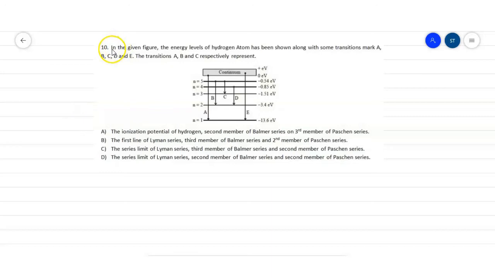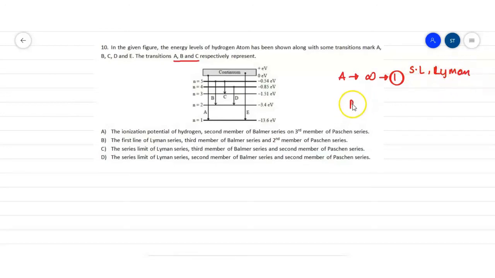Hello everyone. The question given is, in the given figure, the energy levels of hydrogen atom have been shown along with some transition marks A, B, C, D and E. The transitions A, B, C respectively are? If you see, A is from infinity to 1. If it is de-exciting to 1, it should belong to the Lyman series, and as it is from infinity to 1, this has to be the series limit. So A will be the series limit of the Lyman series.